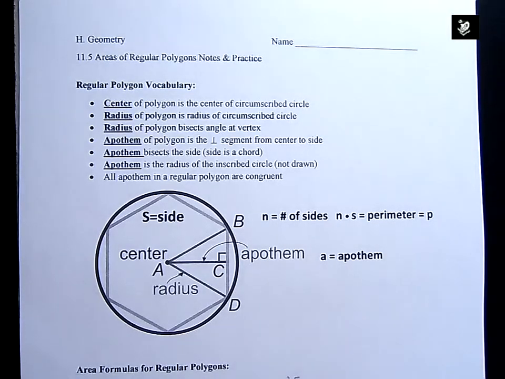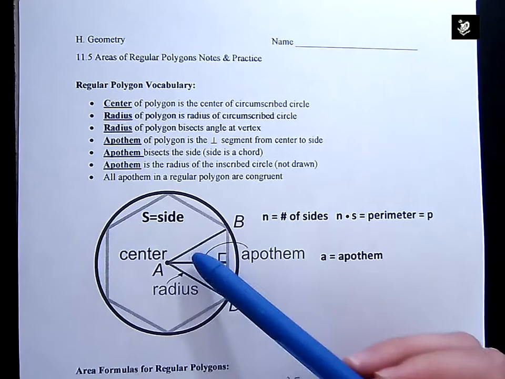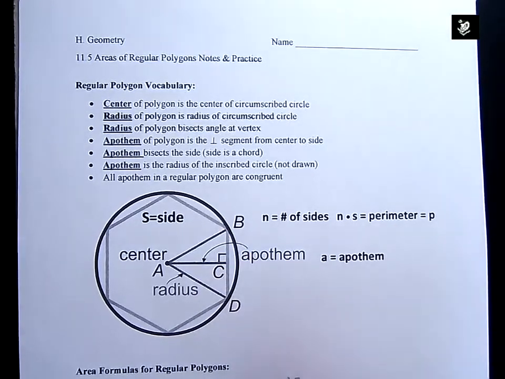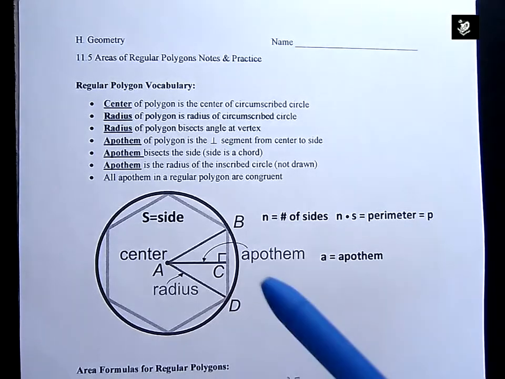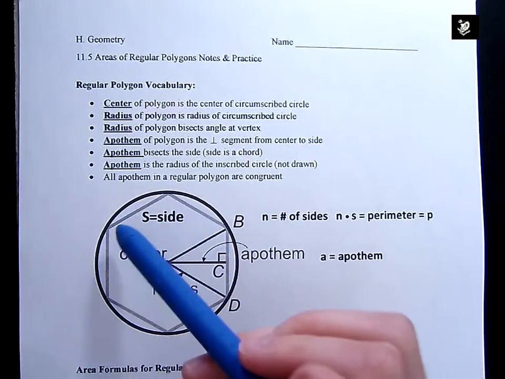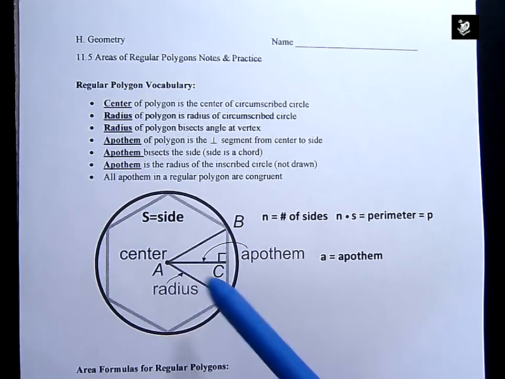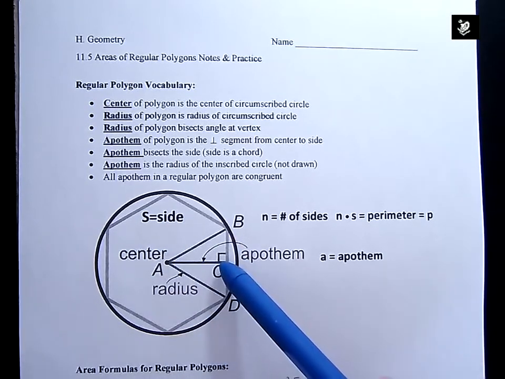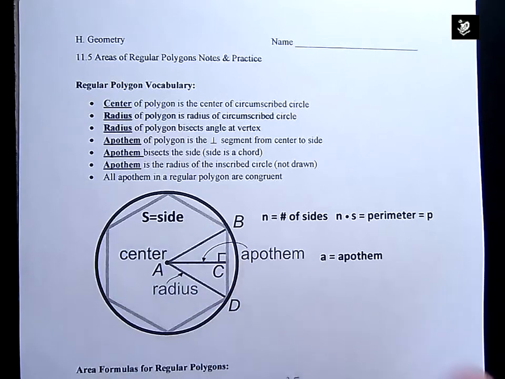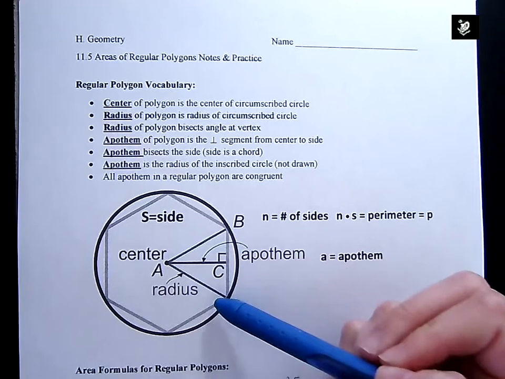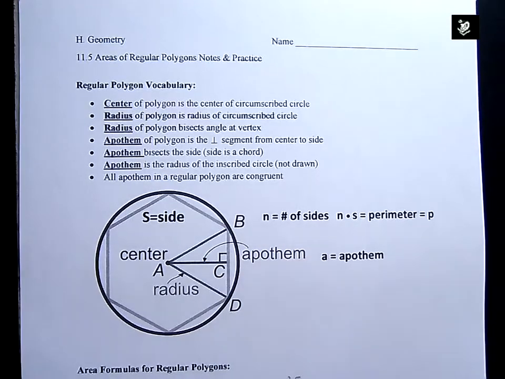Now, depending on the different polygon you have, these angle measures out here are going to change, but this will always be 90 degrees here. And if you were to actually inscribe a circle inside of this polygon, so it's not drawn here, you would know that this apothem is the radius of that inscribed circle. And just like these radii are all congruent, all the apothems in a regular polygon are congruent to each other.